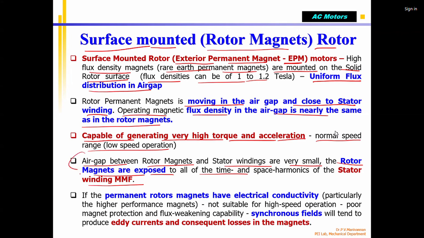So that's what we are talking about. The air gap is very close, and the permanent magnet in a surface mounted rotor is continuously exposed to the stator magnetic field. It cuts the stator magnetic field at all times and creates harmonics inside the rotor magnets, and the rotor magnet becomes weak after a few months or years. That's why you should not run this at higher speed. It is low speed operation.